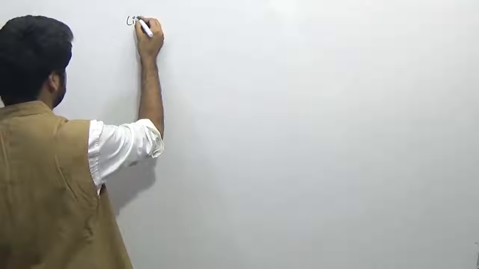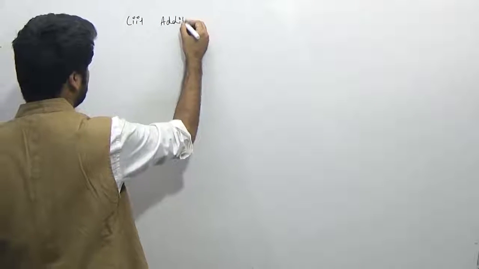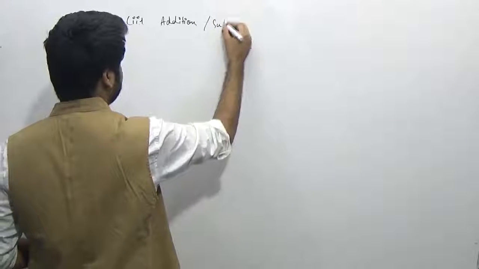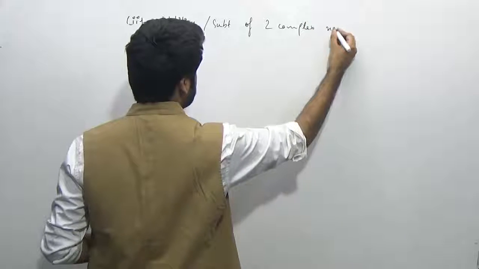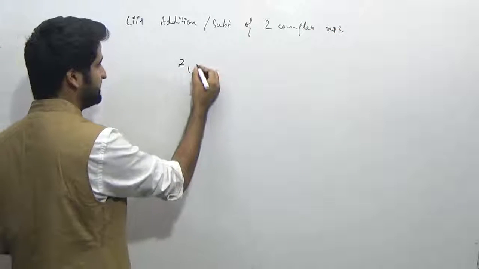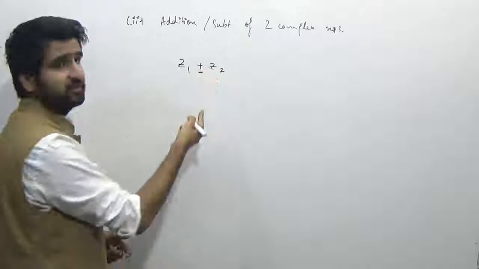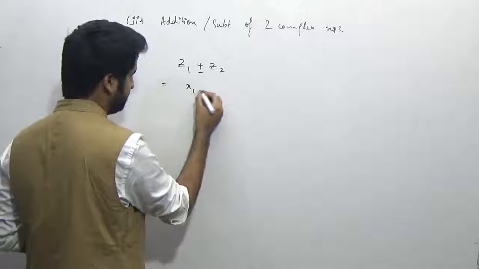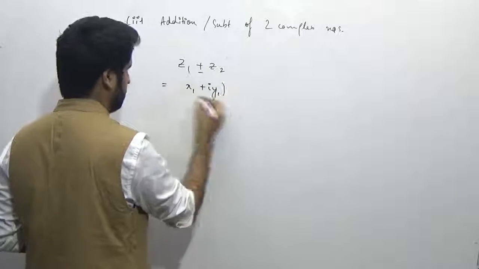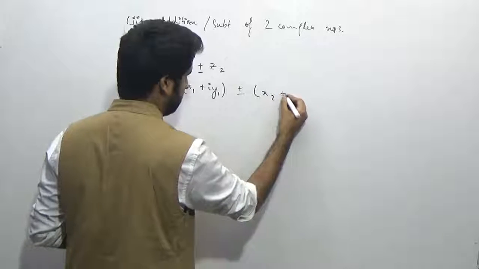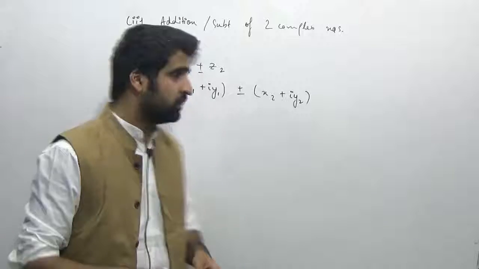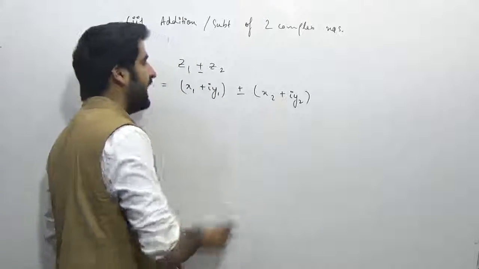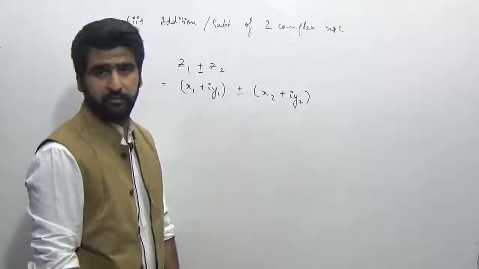So if I want to add or subtract two complex numbers, now if I say we have to add z1 plus z2 or subtract z1 and z2, what we will do is x1 plus iota y1 plus or minus x2 plus iota y2. If we have to add two complex numbers, we have to add the real parts separately and add the imaginary parts separately. There is no other way.